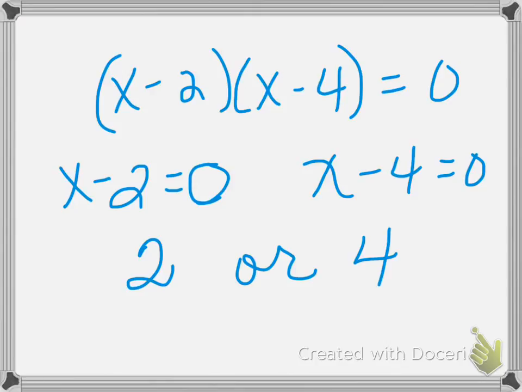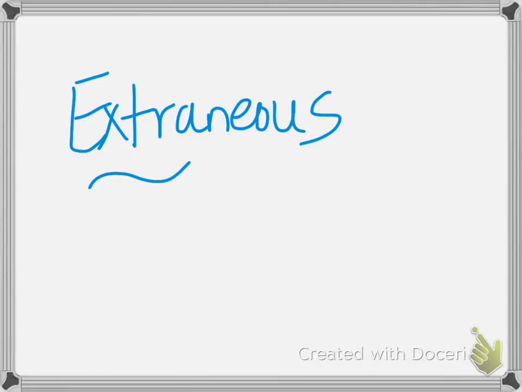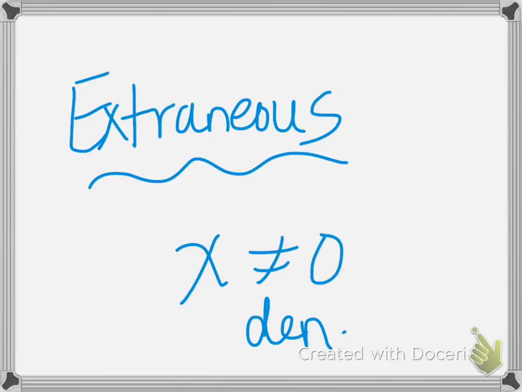Now the next step is to determine whether or not either of these is an extraneous solution. The only way to determine that is to look at whether or not these values plugged in as a denominator will become a 0. If they become a 0, then it is an extraneous solution, which is spelled extraneous. X cannot be 0 as a denominator, ever. Let's look at another problem.